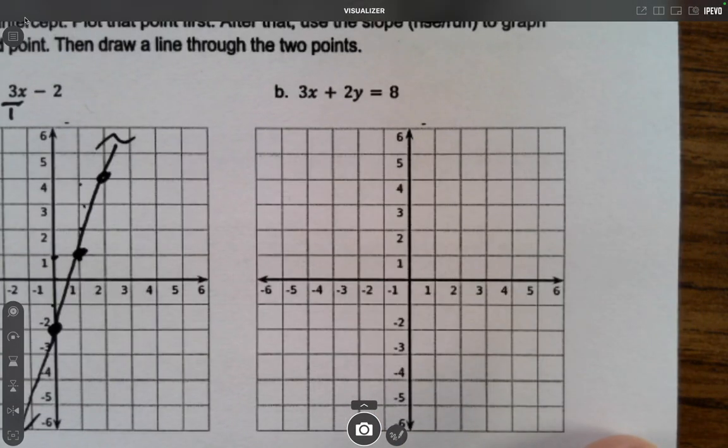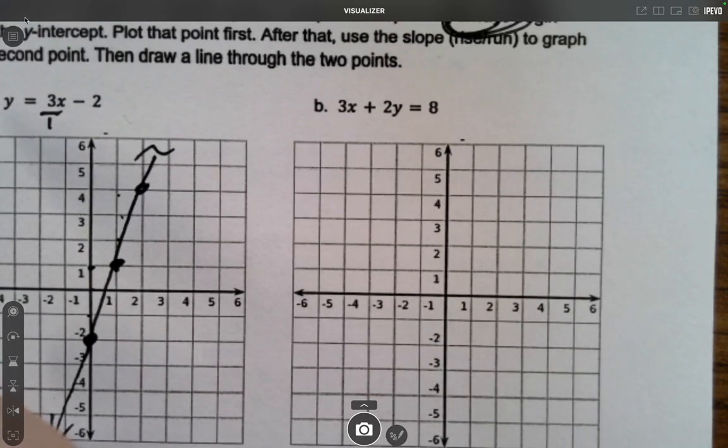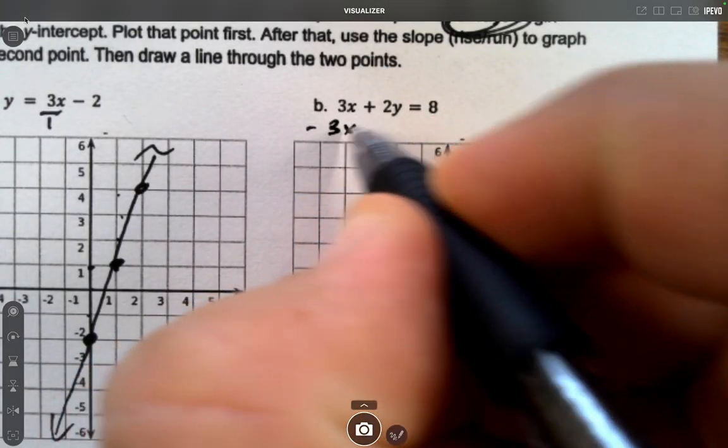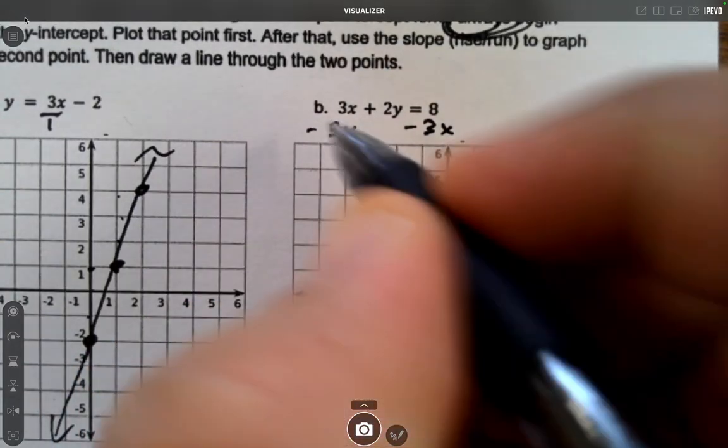Now, people who write math textbooks are cruel and mean, so they'll tell you to graph it, but then they don't always put it in slope-intercept form. So this one, our first thing is actually to rewrite this equation in slope-intercept form, which really just means get y by itself, like it is over here. So to get the y by itself, I'll start by subtracting 3x from both sides.